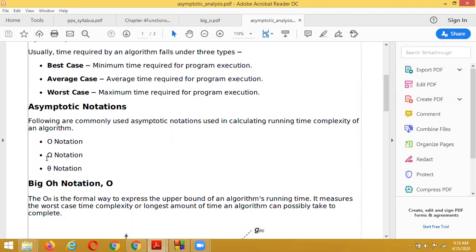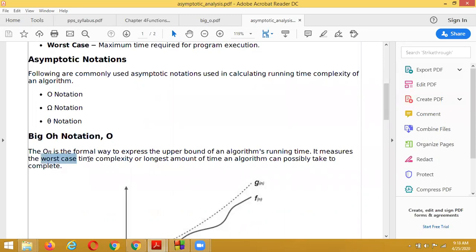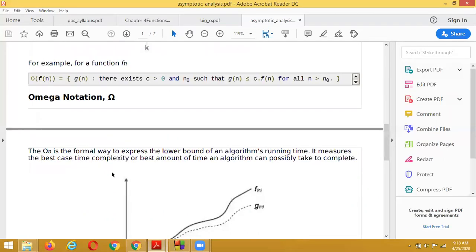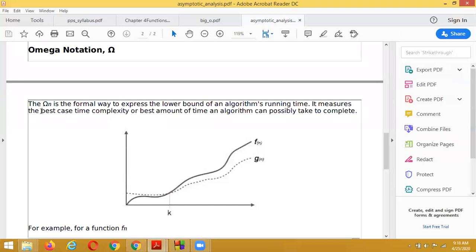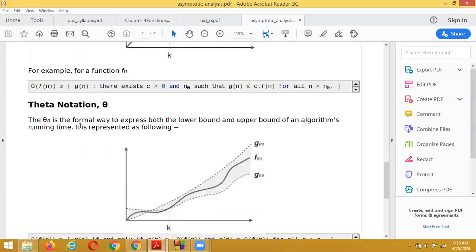And for big O, the thing we need to remember is worst case time. And big omega is going to be used for best case time. And theta notation we are going to use for the average case. And for theta, this type of graph we need to remember from the exam point of view.